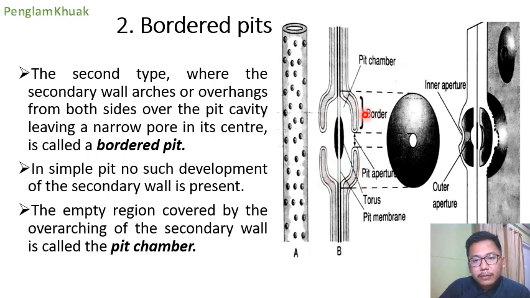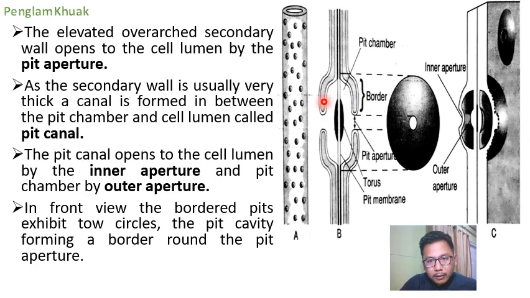In a simple pit, no such development is present. The empty region covered by the overarching of the secondary wall is called the pit chamber. This empty region covered by the overarching of the secondary wall is called the pit chamber. These elevated overarched secondary walls open to the cell lumen by the pit aperture. This is called the pit aperture because of the secondary walls.